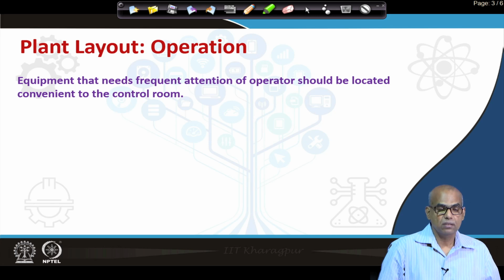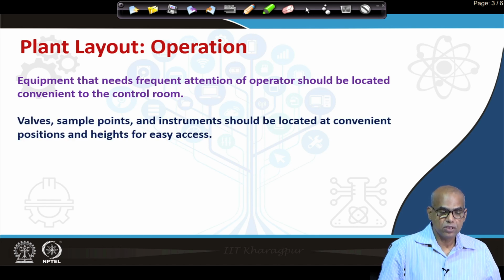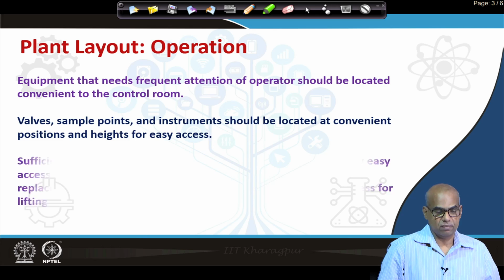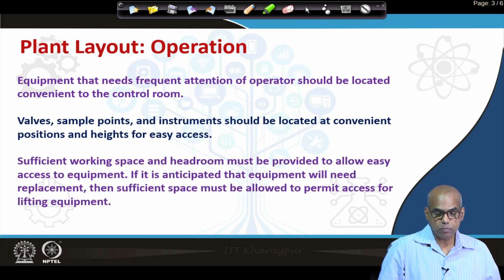These are the factors based on ease of operation. Equipment that need frequent attention of operators should be located convenient to the control room. Valves, sample points and instruments should be located at convenient positions and heights for easy access. Sufficient working space and headroom must be provided to allow easy access to equipment. If it is anticipated that equipment will need replacement, then sufficient space must be allowed to permit access for lifting equipment.